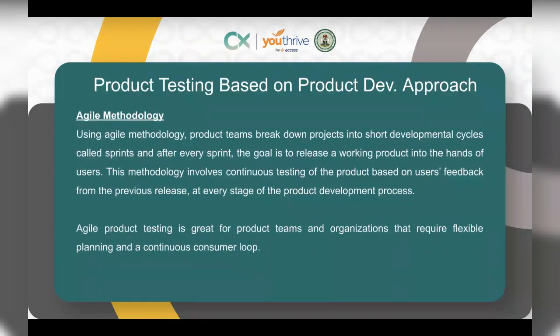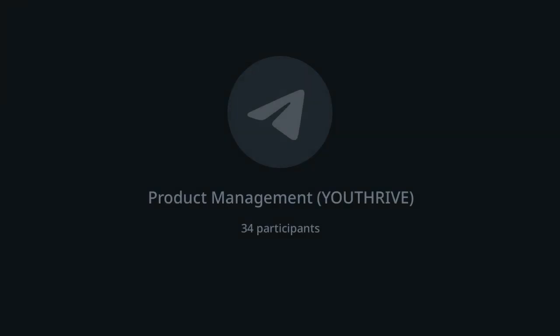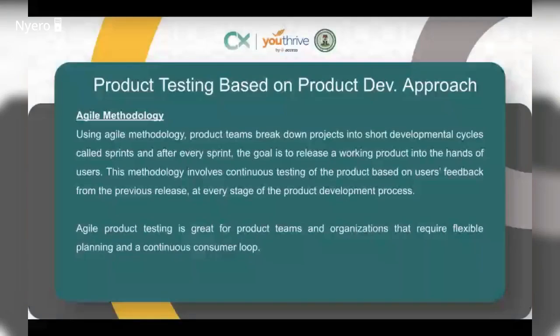Now we'll discuss Agile. Under Agile methodology, product teams break down projects into short development cycles called sprints. We know what a sprint is because I've taught what a sprint is. After every sprint, the goal is to release a working product into the hands of users. This methodology involves continuous testing of the products based on users' feedback from the previous release.